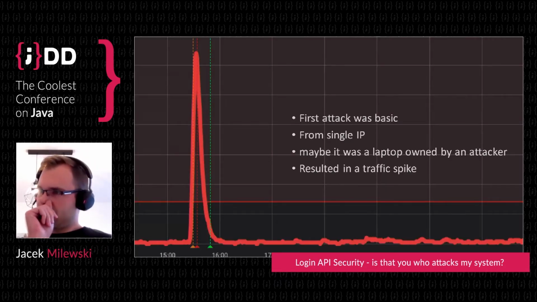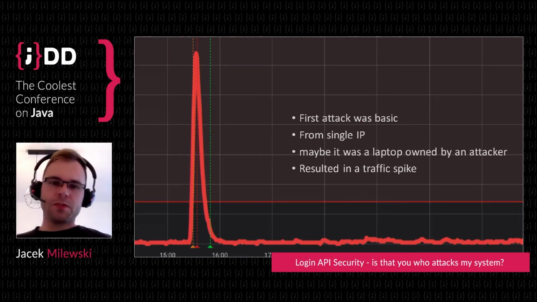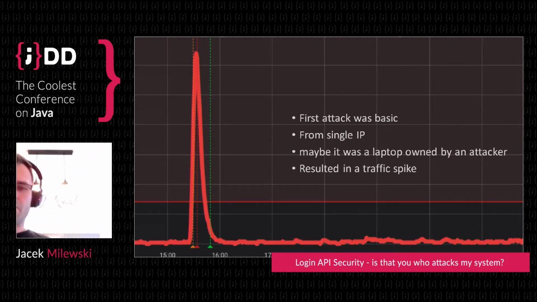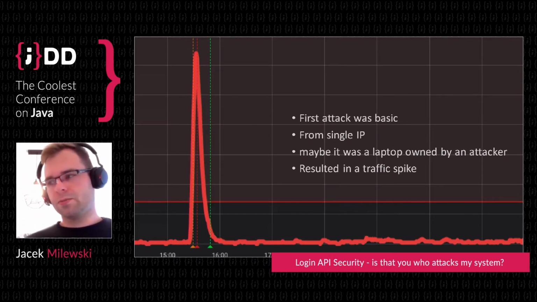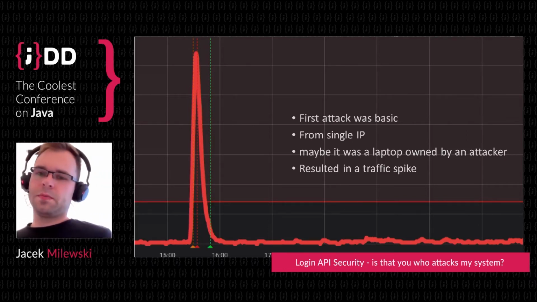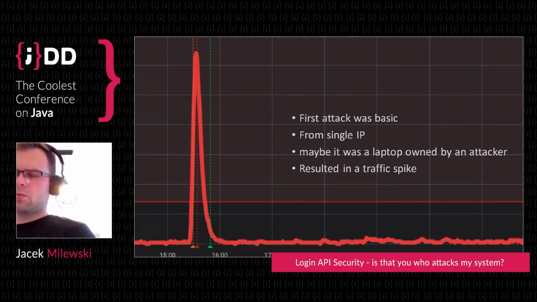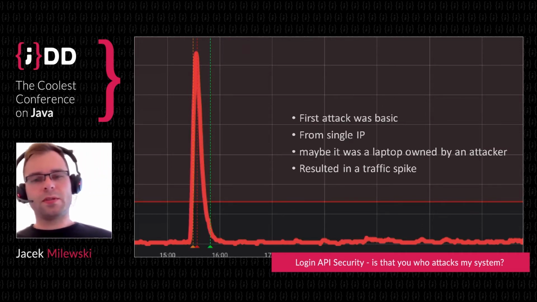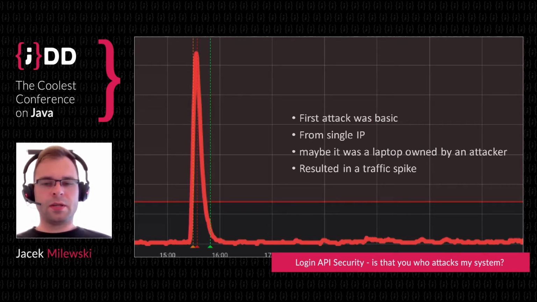So yeah, how it happened. The first attack in our case was very basic. It was held from a single IP address, and we suspect that it could have been made from a laptop owned by an attacker, without any botnet network, without any sophisticated infrastructure. We just noticed a traffic spike on our metrics, right? A significant spike. I mean, it was noticeable.